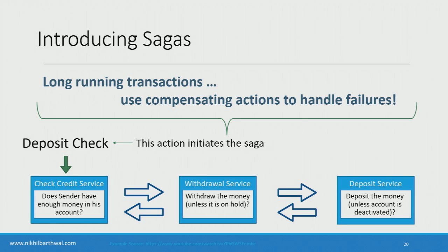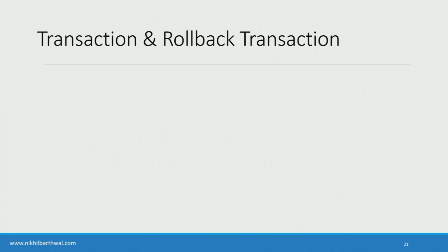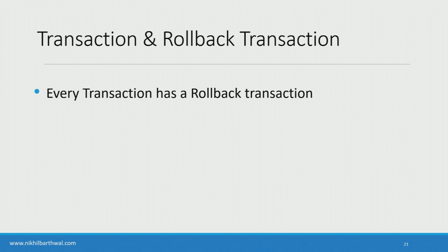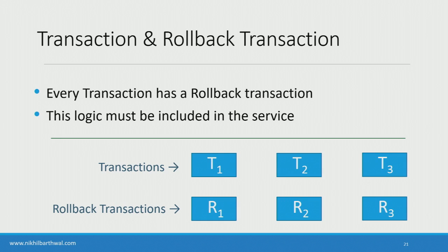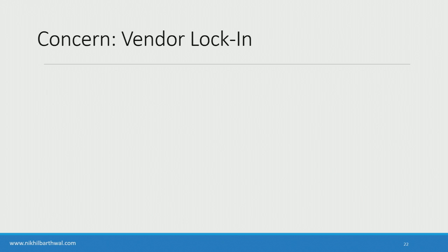Now, in this case, everything looks very simple, but it's not that simple. So let's look at more examples. You have a transaction and you have a rollback transaction. Every action that you do in a Saga has a compensating action, or a rollback transaction as I would call it, and this logic must be included in your service. For example, you have a transaction T1, it goes to T2, and T2 is supposed to do the next transaction T3, but what if this transaction fails? You can't continue, so what you try to do is roll back. So you would have a rollback transaction.